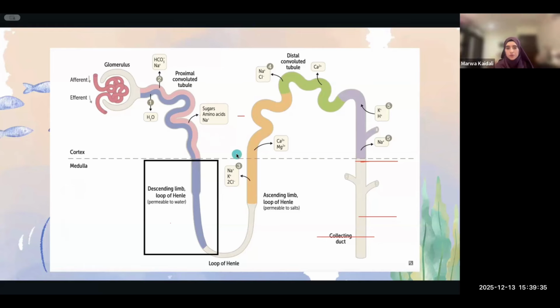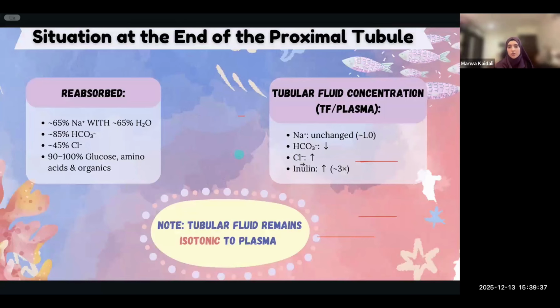Oh, where is it high for inulin? Okay, so inulin basically is a substance that does not get reabsorbed or secreted. So it's going to stay within the tubular fluid. Now, we said in the proximal tubule we're going to have a lot of water reabsorption. So a lot of water is going to go, which is going to increase the concentration of inulin. Not the concentration, sorry, I explained that wrong, but basically the ratio of inulin compared to the plasma.